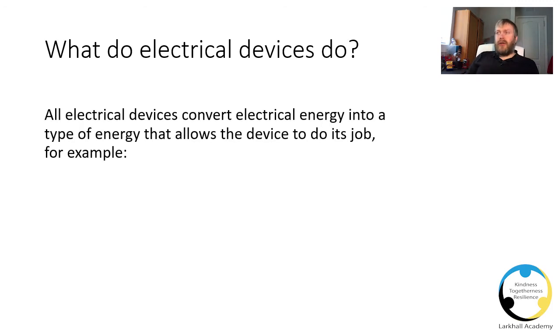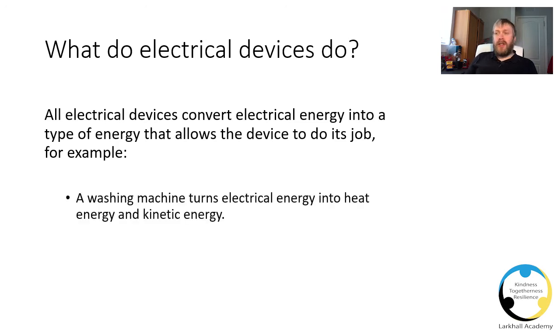Okay, so let's have a look and see what electrical devices do. All electrical devices convert electrical energy, which is input into them, into some other type of useful energy that allows the device to do its job. So some examples of that might include, for instance, a washing machine, where you take electrical energy, you put it into the washing machine, and that energy is converted into kinetic energy, which is the movement, which allows the drum to turn, and heat energy, which heats up the water, and there'll also be some movement in pumps and various other bits and pieces as well.